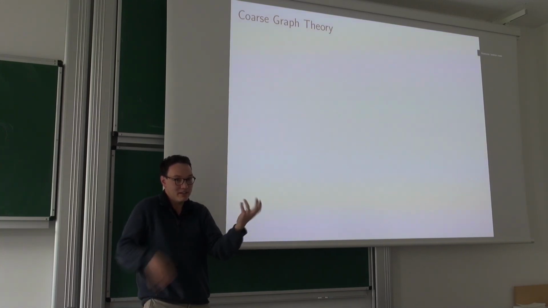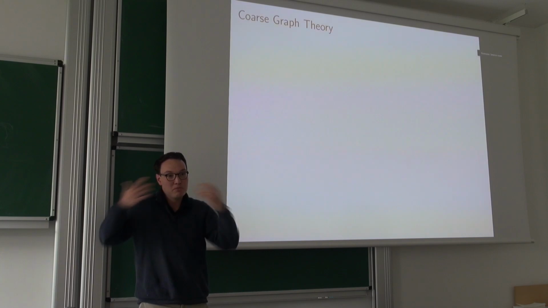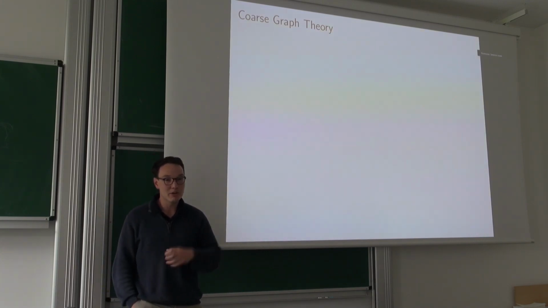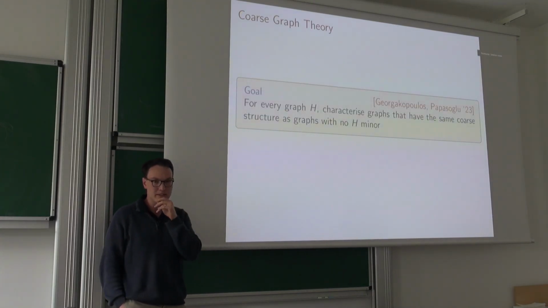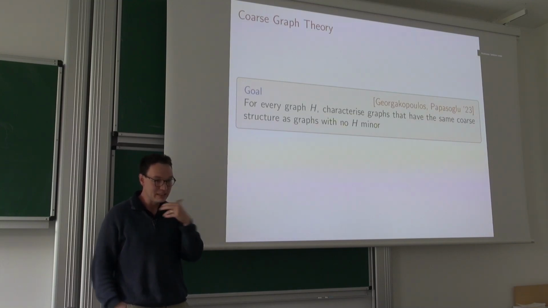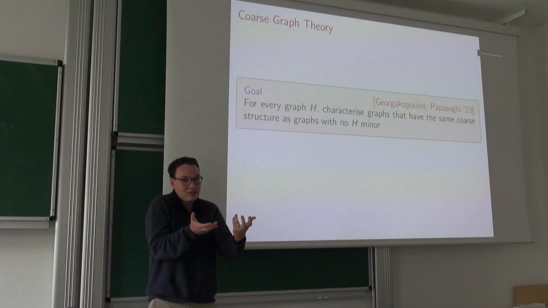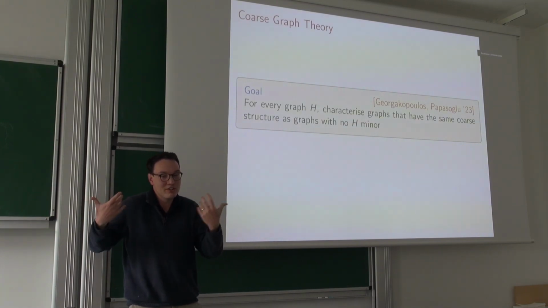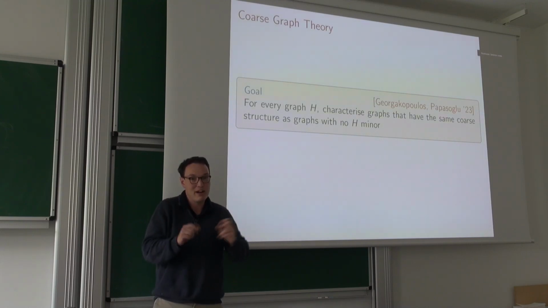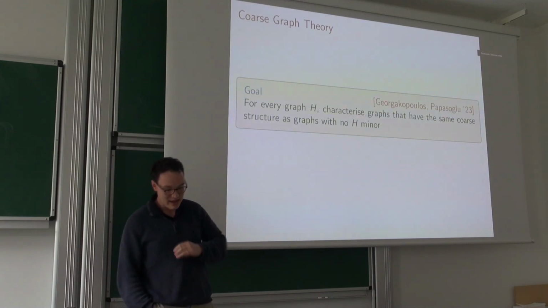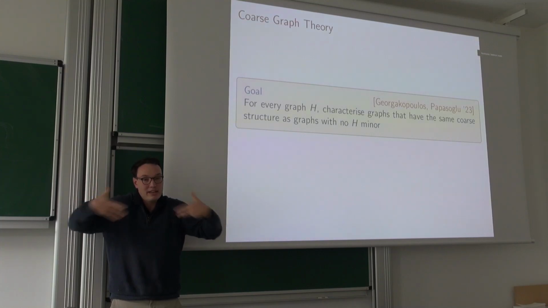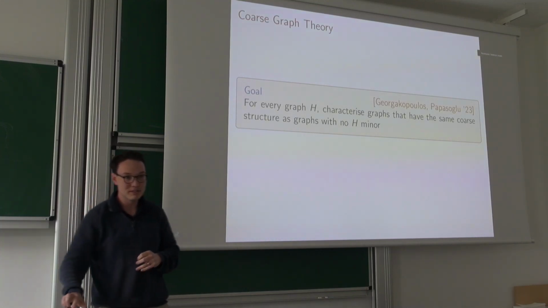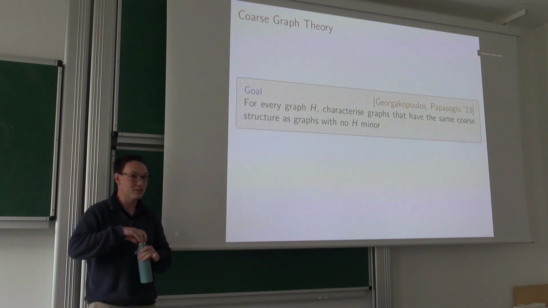Now we're interested in extending graph minor theory to more general classes of graphs, and we're going to be doing that in a coarse notion. This direction of coarse graph theory was introduced by Georgakopoulos and Papasoglou. The goal is, for a given graph H, to find which graphs have a structure that is kind of like excluding H as a minor. By that, I mean they have a core structure such that if you view them from afar, it looks like they exclude H as a minor. So this is a very vague notion so far.